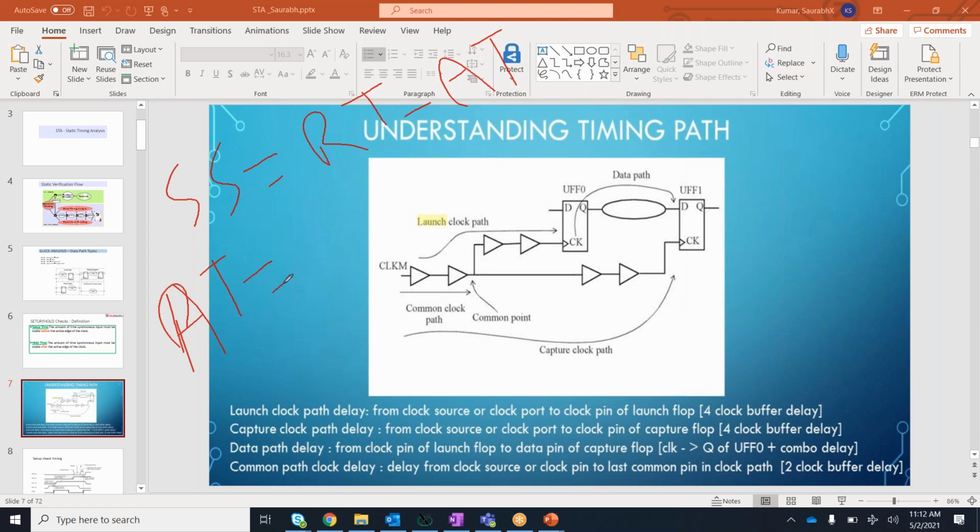It means my clock is arriving from here, so this time, then it will take the data, send it to the output, then it will reach the D pin of the flip-flop.